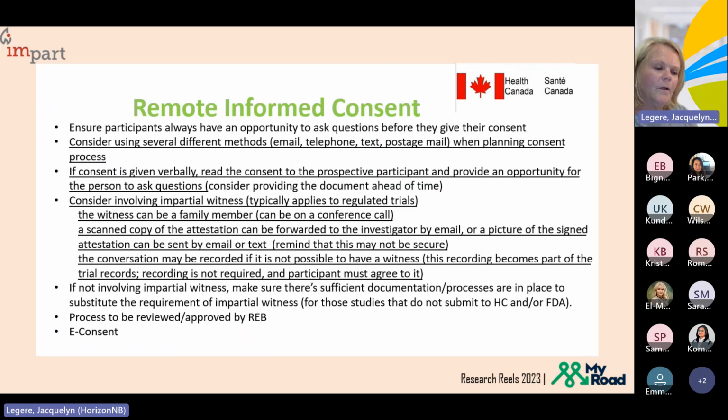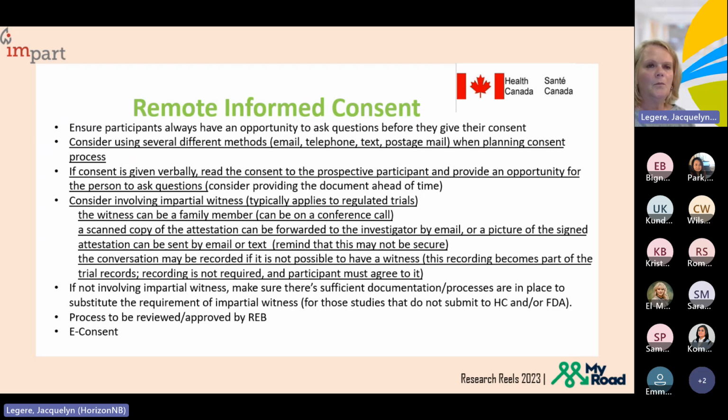I'll talk about a couple of alterations in the informed consent process, and one of them now, because of COVID-19, is getting informed consent via remote mechanisms. Health Canada issued a guidance document on this, and this was to minimize contact, right?